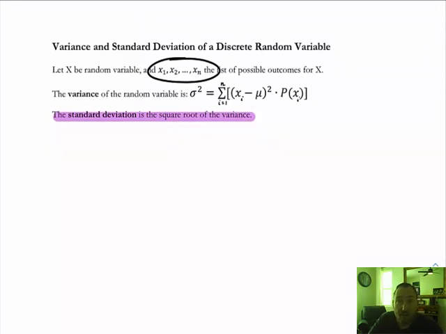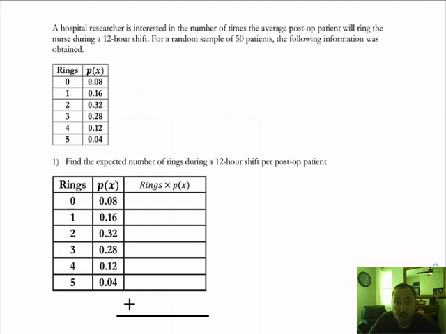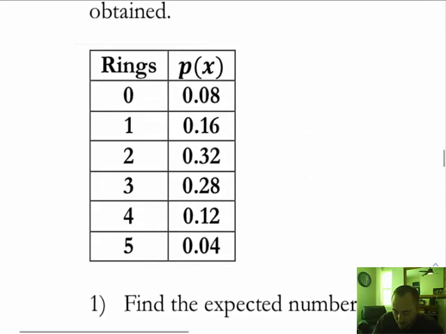Find the mean, variance, and then standard deviation for a discrete random variable. Okay, here we are in our first example in 4.2. Given a discrete random variable PDF, we're going to use that to find first the mean, variance, and then standard deviation. It says a hospital researcher is interested in the number of times the average post-op patient will ring the nurse during a 12-hour shift. For a random variable of 50 patients, the following information was obtained.